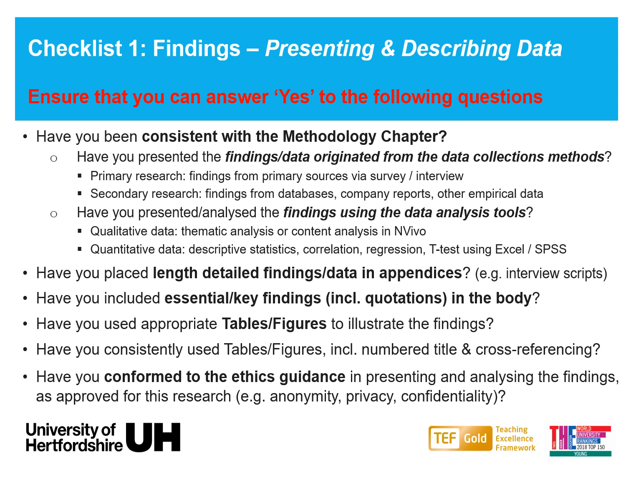Okay, have you conformed to the ethics guidance when you're presenting and analyzing the findings as approved for this research? It's very important that in this section you still conform to the ethics. So if you mentioned, for example, for primary research, the anonymity and privacy of the participants, you must stick to it. You must not disclose their personal information, even including the interview transcript, for example. You don't disclose them, okay?